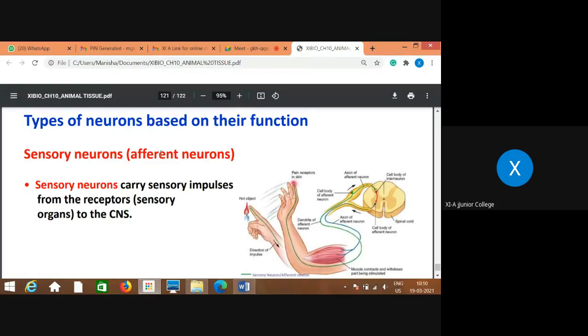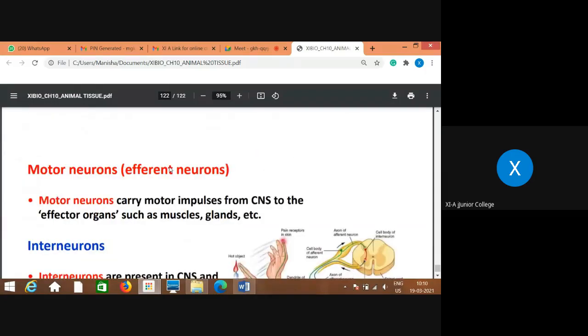So afferent neurons are related to the sense organs, meaning sense organs first receive. So afferent neurons are what? They receive the impulses, or that particular sense in the form of impulses, from the receptors, that means sensory organs, and they carry it to the central nervous system. This is very important, remember, from where to where.